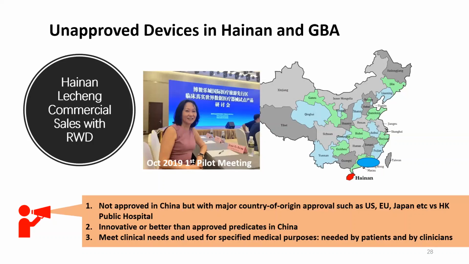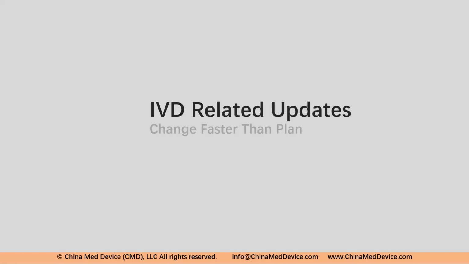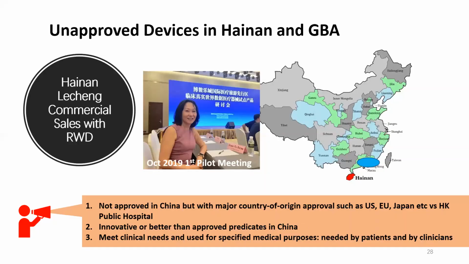The other one I mentioned, for the unapproved devices, is evolving. I was at the first meeting before the pandemic in Hainan, where you see the red dot, that's an island. The first meeting is when they talked about the real world data and the unapproved devices usage. I'm not going into the detail of what they are, but I listed the 3 criteria you need to meet to qualify for the special program. And then the Greater Bay Area, in the blue circle, is in the Guangdong area. That's a different policy. Those are the 2 areas where you can use the unapproved devices.